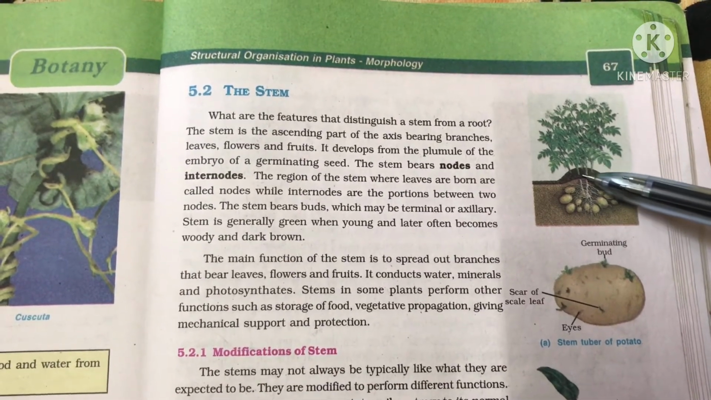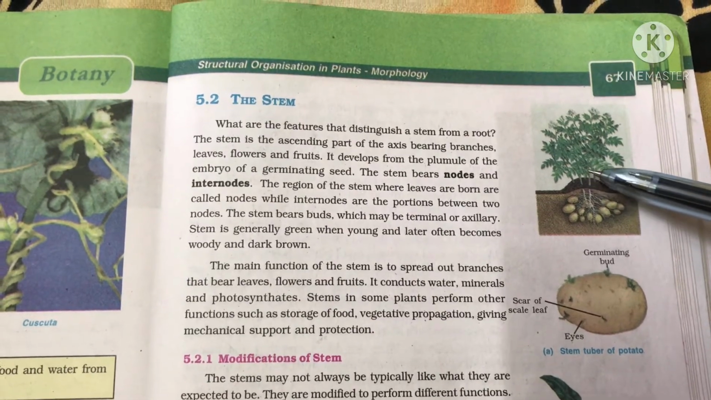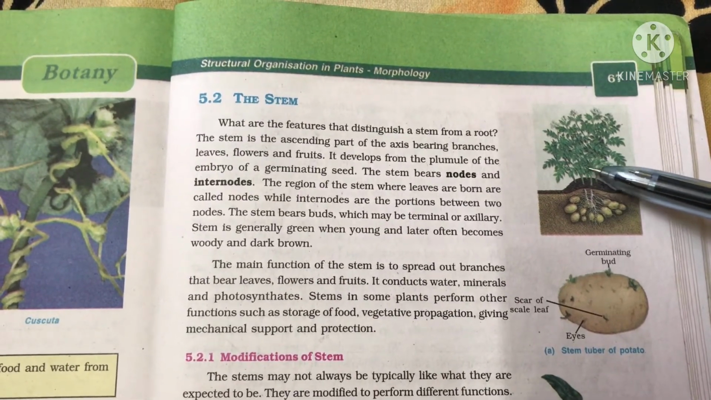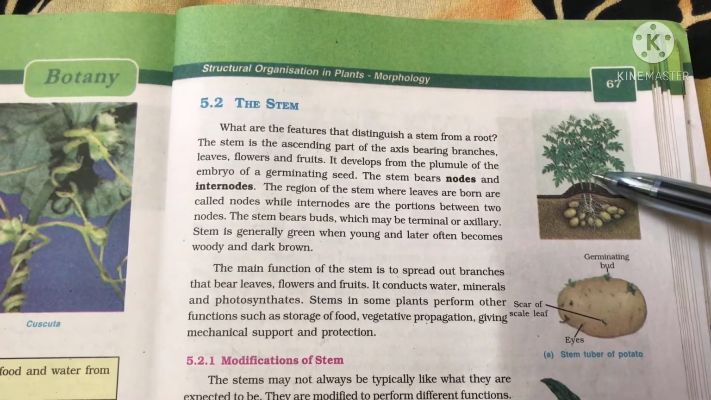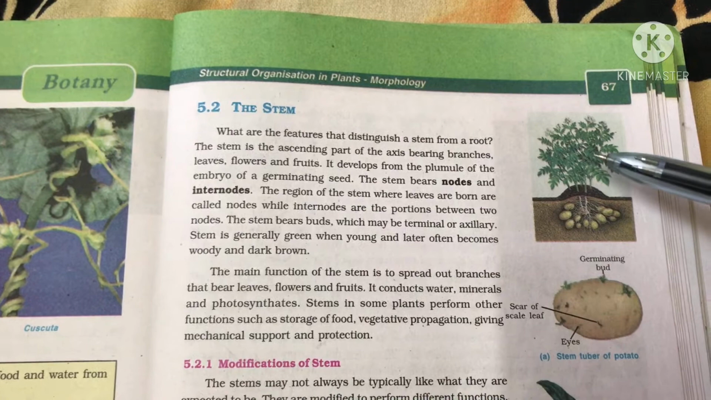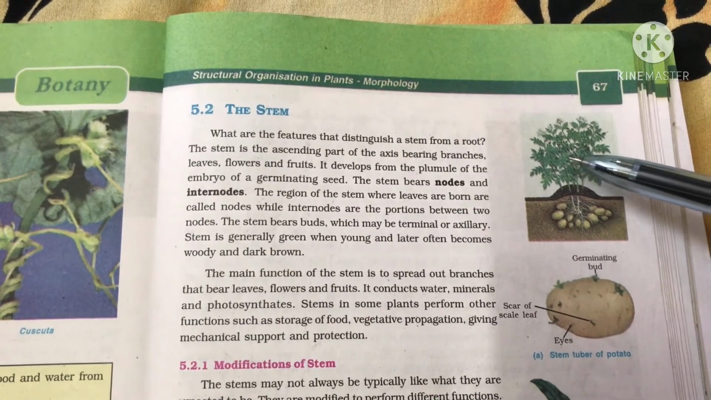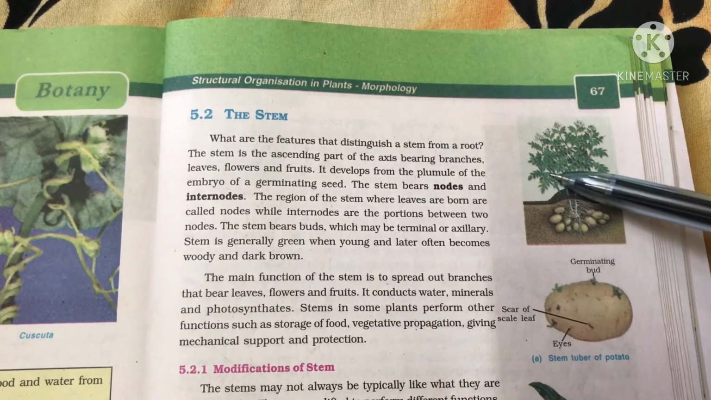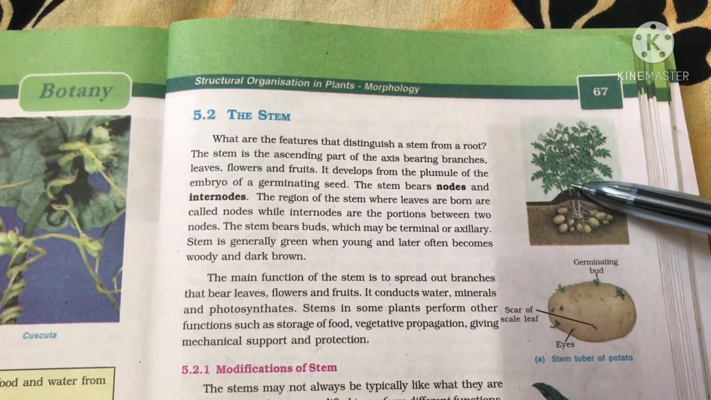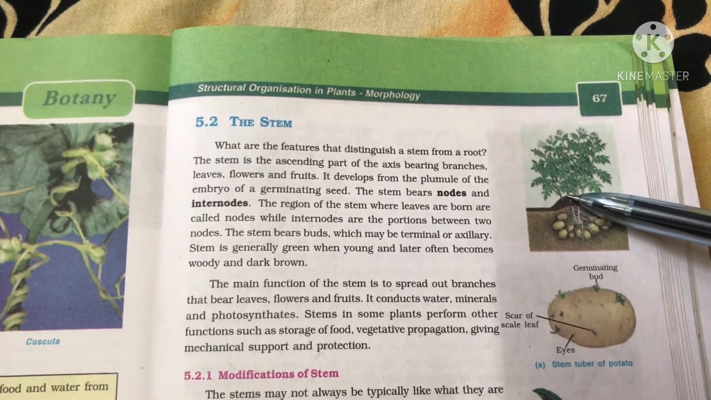Actually, here the stem is differentiated into nodes and internodes. The nodal part produces the lateral leaves and buds and fruits and flowers. Then this internodal portion is called the space between two nodes, which is called the internode.